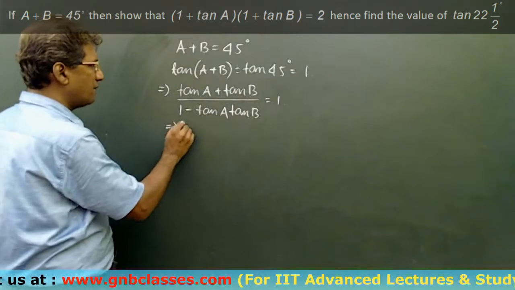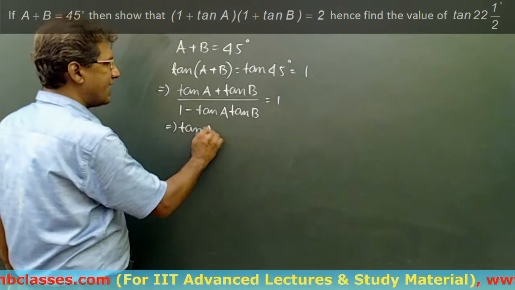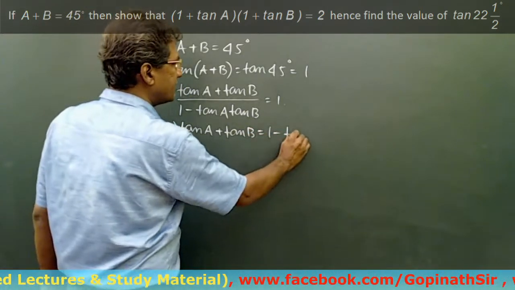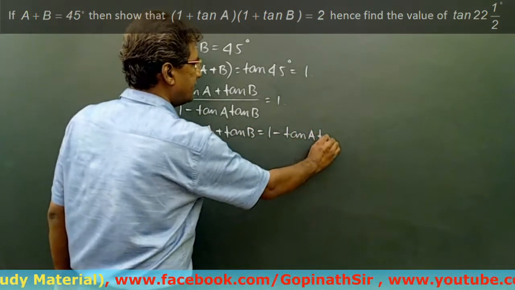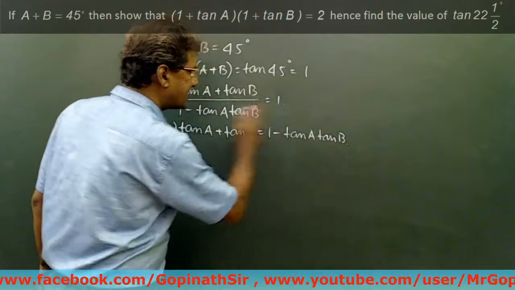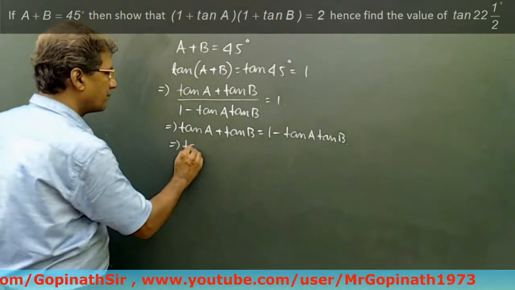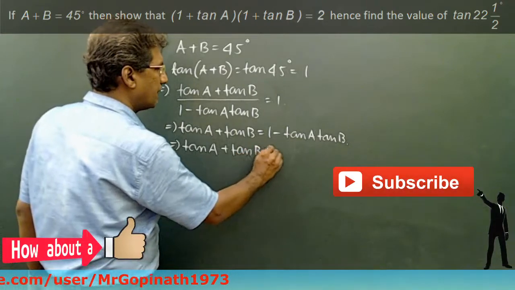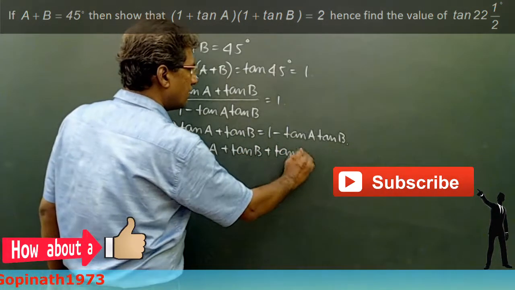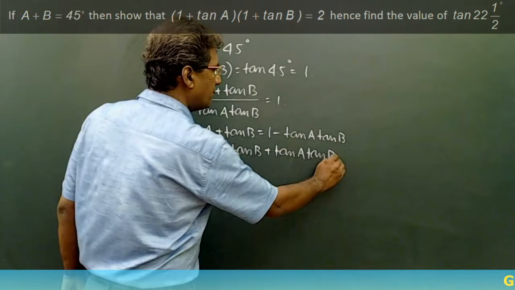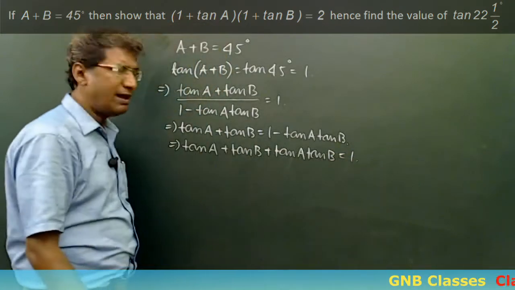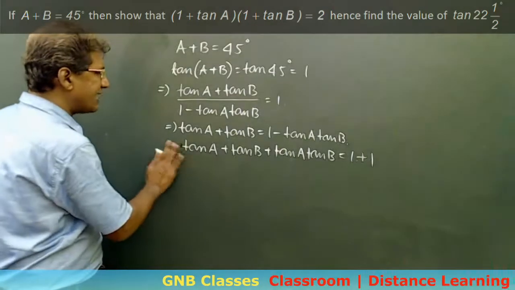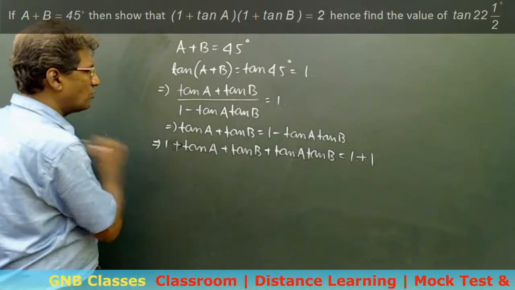Just cross multiply. So we are getting tan A plus tan B is equal to 1 minus tan A tan B, right? Take this tan A tan B to the left hand side. So it's tan A plus tan B plus tan A tan B is equal to 1. Okay. Now I am adding 1 on both sides.